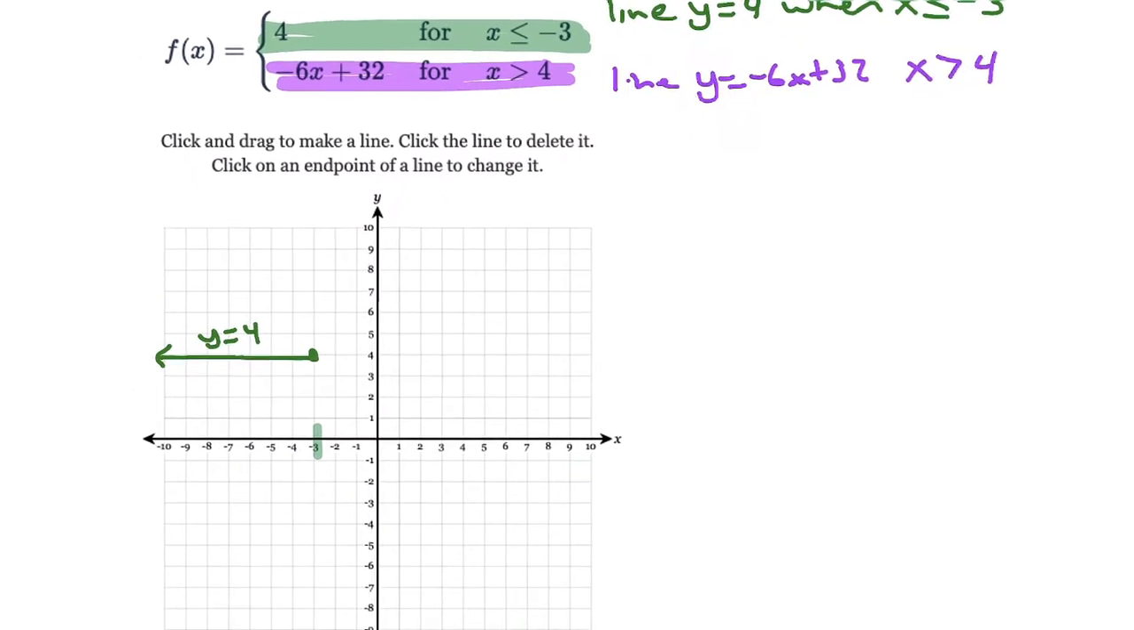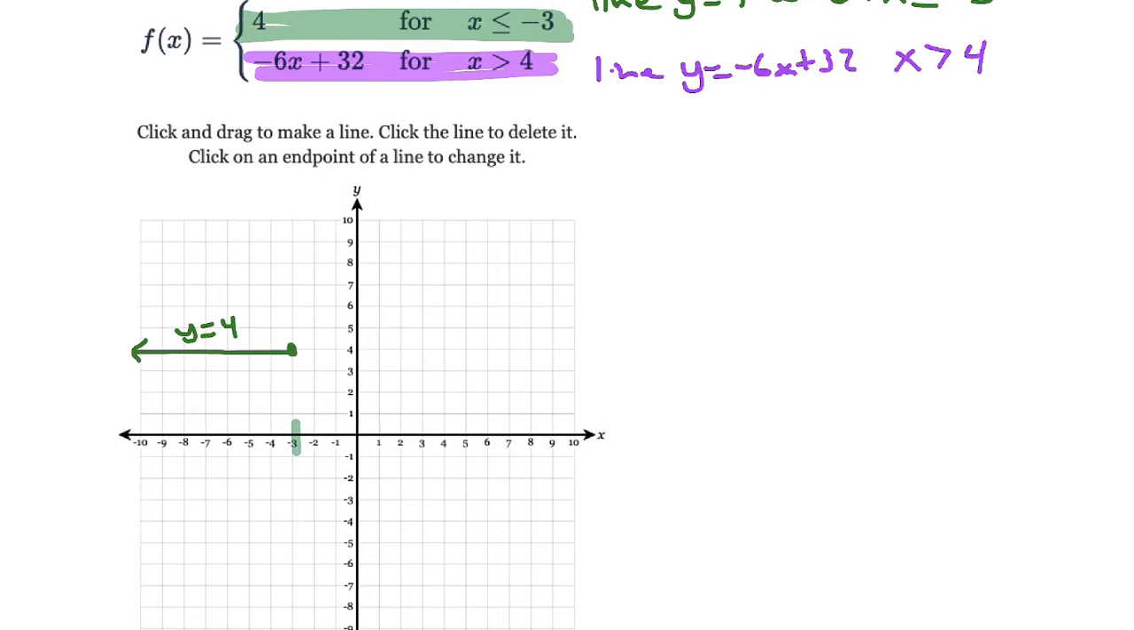Now, the second one's a little bit harder because that's a y-intercept of 32. That's going way off of our graph. So when you think about that, that one's going to be a little bit more challenging. So let's talk about how we might do that. To graph the line y equals negative 6x plus 32, that's a big y-intercept. That's going to be hard to fit in our graph. This is the slope.